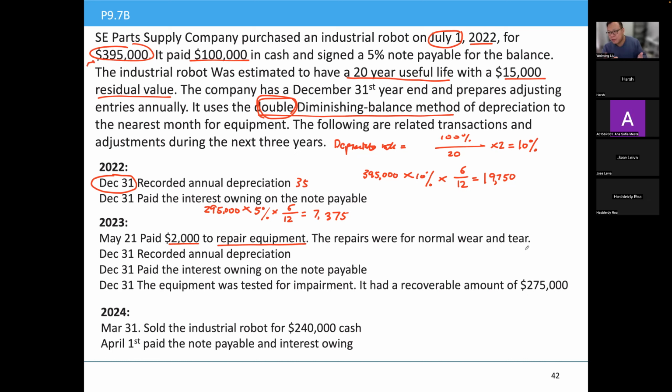So those would be just to keep that asset working. It doesn't increase the asset's ability. It just keeps it working at a normal condition. So in this case, my question for you is, do you think the $2,000 is a capital expenditure or an operating expenditure? Does it increase the number of years of useful life, or increase the asset's ability to generate revenue?